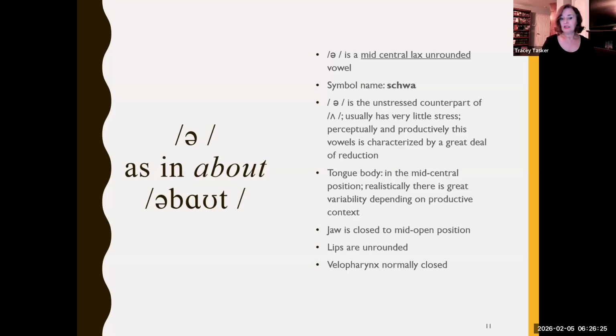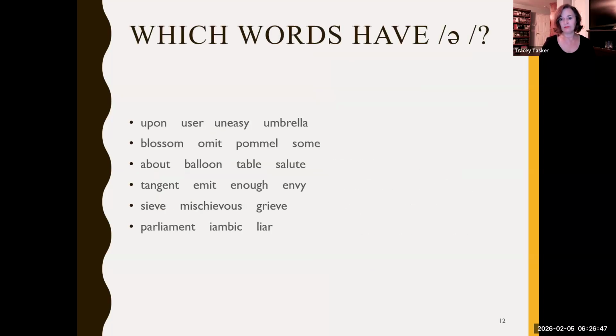So again, think of the schwa as unstressed. This is never going to appear as the stressed vowel in a word. So the example that we talked about already was the word "about." We don't say "ah-bout." So that's why it is transcribed with the schwa versus the symbol that looks like a carrot. We call it carrot.